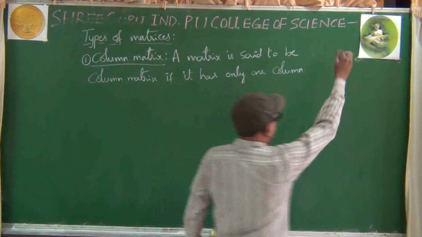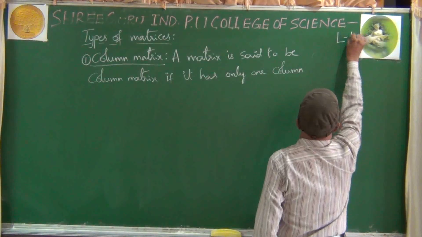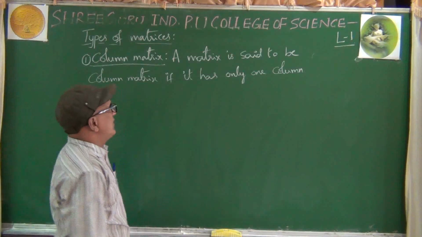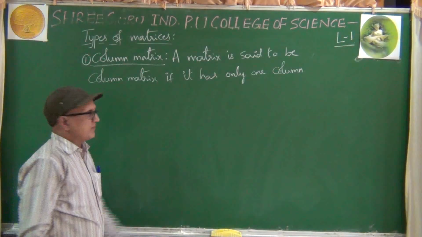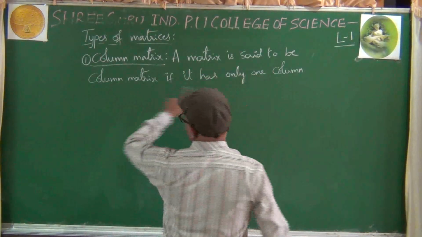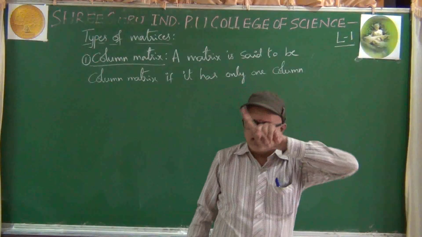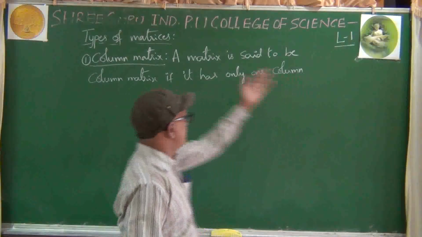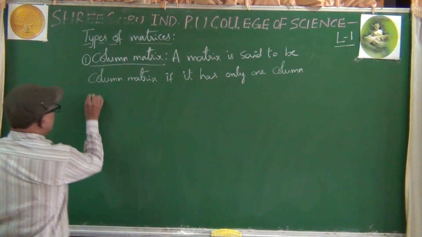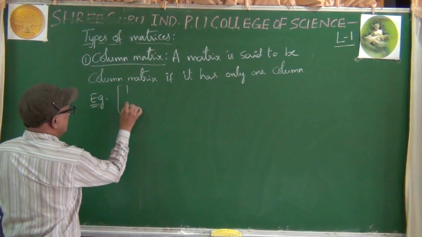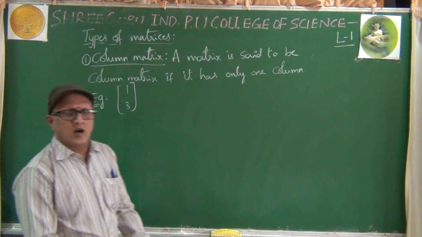This is first class, no? Right. Only one column. That is called column matrix. A matrix is said to be column matrix if it has only one column. Let us see one example, then you will understand clearly. Example: 1, 3. That's it.